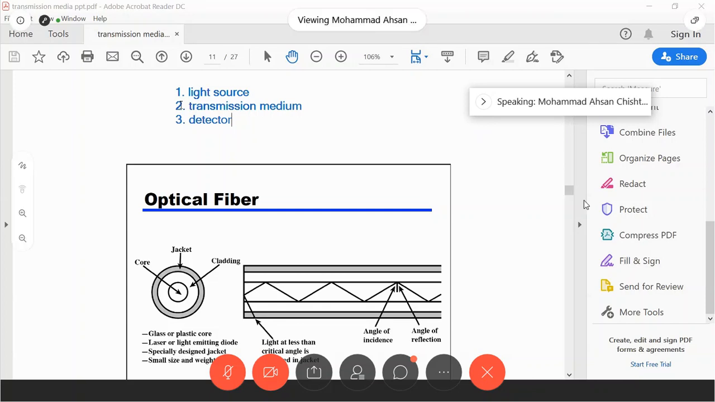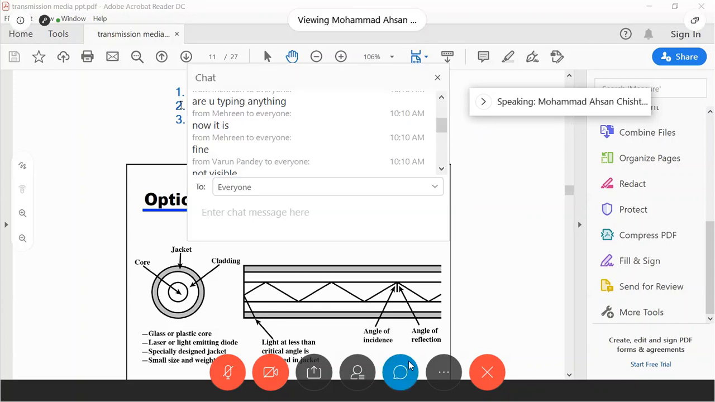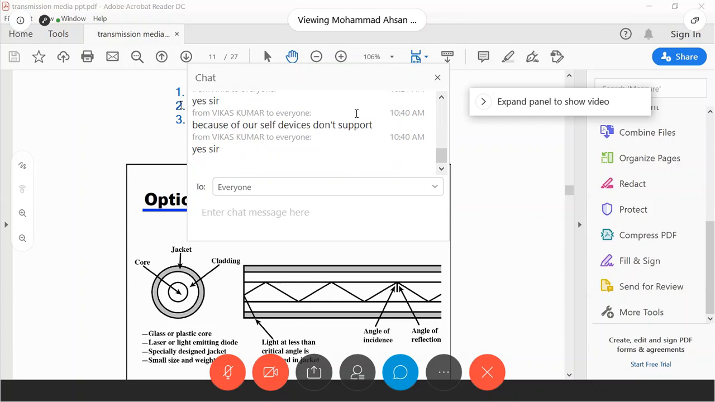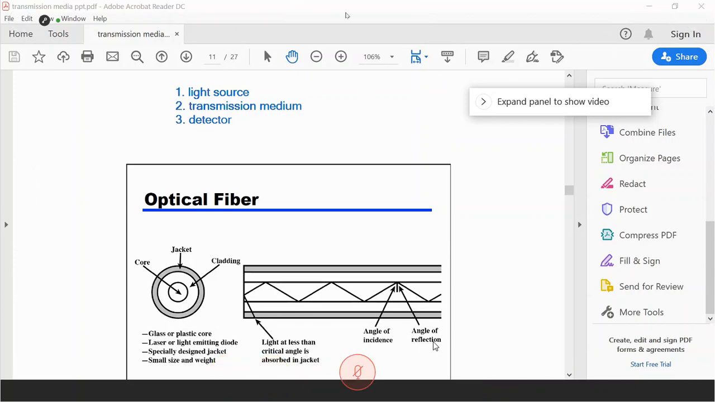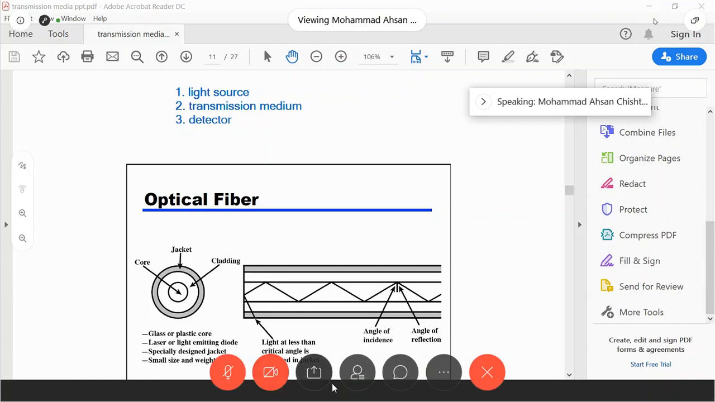Now we are discussing optical fiber transmission, in which there are three components. The first one being the light source, the second one being the transmission medium, and the third one being the detector.